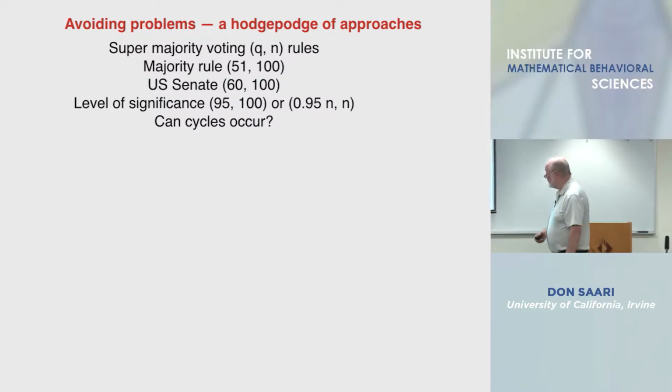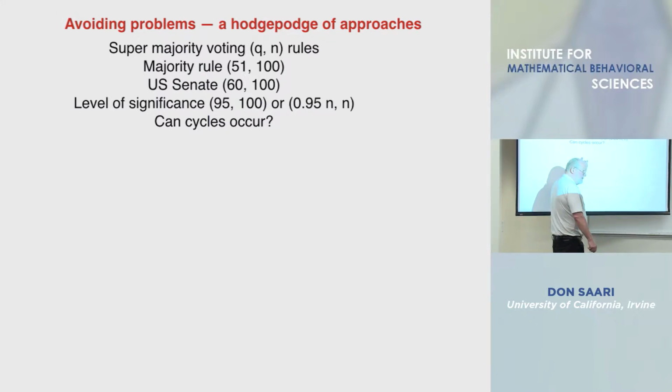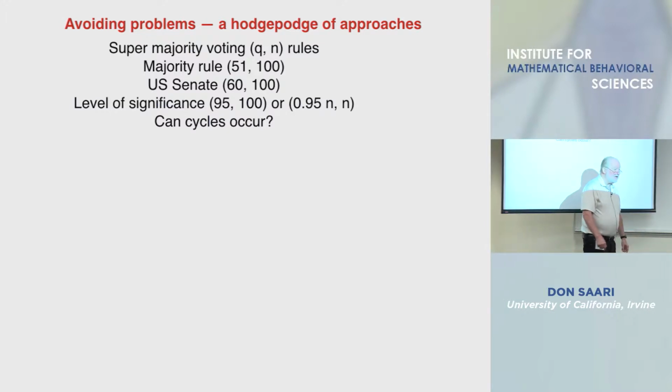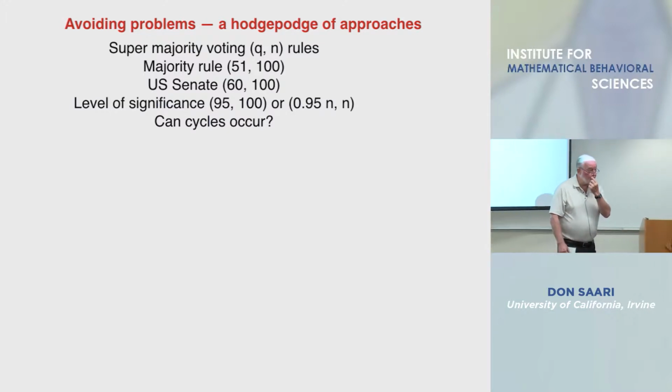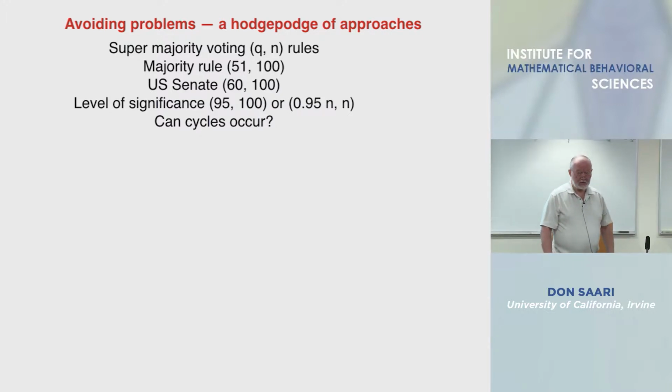Is it possible to have a cycle, for example, where A beats B, 95 to 5, B beats C, C beats D, D beats A, all of them 95 to 5? Well, we're going to find out whether or not that's possible in a few seconds. But in general, cycles are possible.